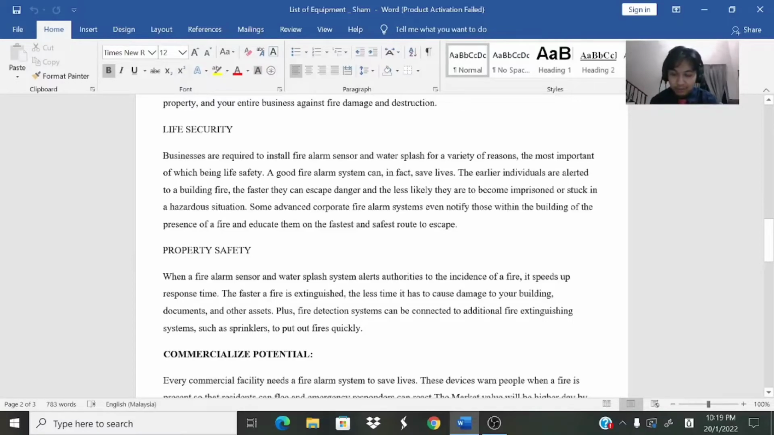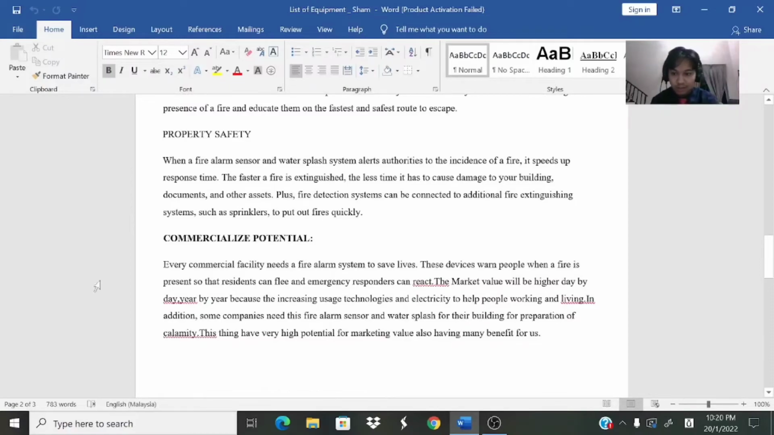And then property safety. When a fire alarm sensor and water splash system alerts authorities to the incidence of a fire, it speeds up response time. The faster a fire is extinguished, the less time it has to cause damage to your building. So the fire detection system can be connected to additional fire extinguishing systems such as sprinklers to put out fires quickly.